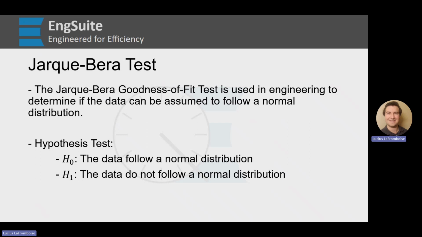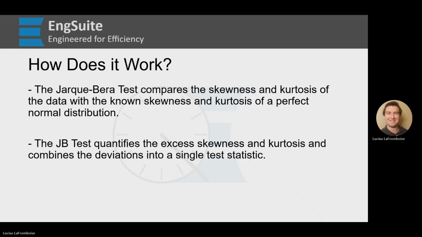And just like the Anderson-Darling and the Kolmogorov-Smirnov test, it's a hypothesis test, with the null hypothesis being that the data follow a normal distribution, and the alternative hypothesis being that the data do not follow a normal distribution, just like those other normality tests. But this one's a little bit different in how it works.